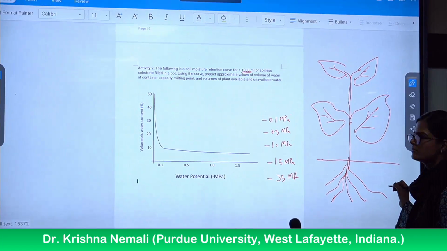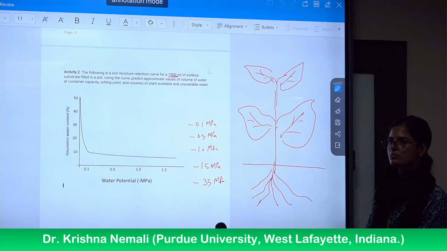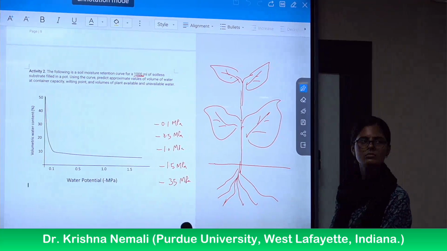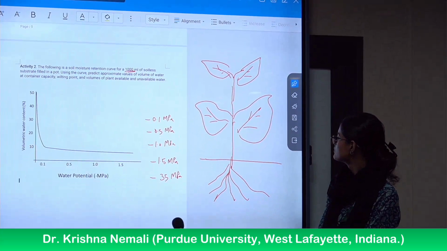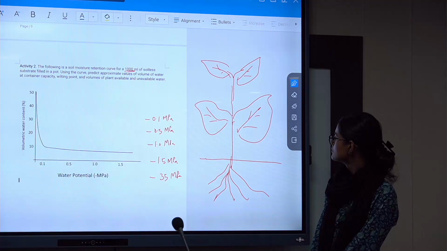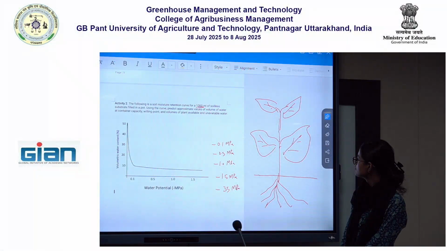So first of all, what are these numbers? These numbers are water potential numbers, right? Pressure of water. Now you have to select them, take them and put them where they should belong for water to move through the plant.